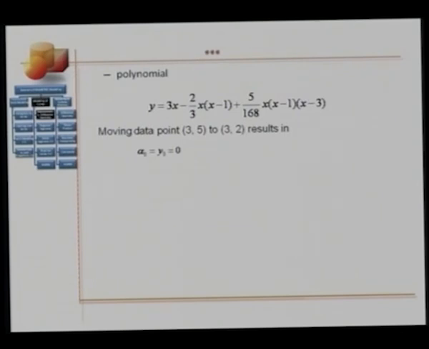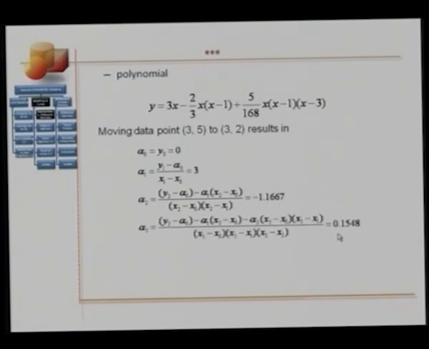The new coefficients are alpha 0 as 0, the same, alpha 1 as 3, the same, alpha 2 will now be minus 1.1667, and alpha 3 will be 0.1548, using a similar procedure. The new polynomial y_n is 3x minus 1.1667 times (x minus 1) plus 0.1548 times (x minus 1) times (x minus 3).